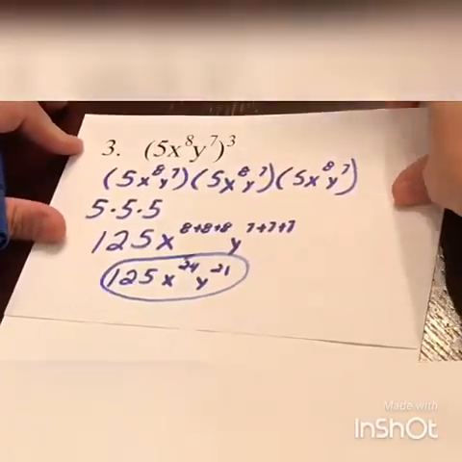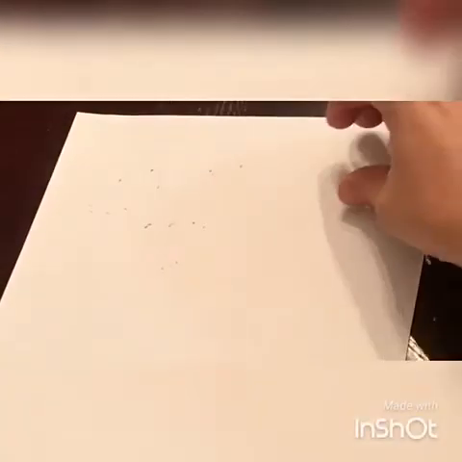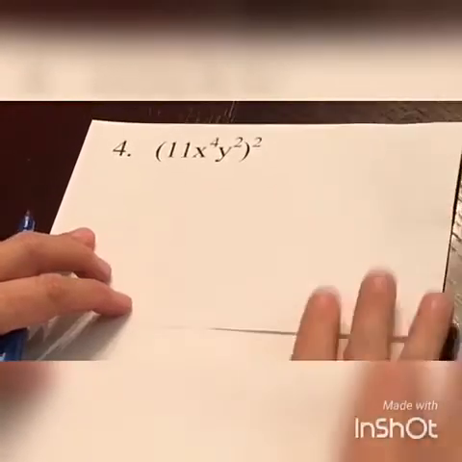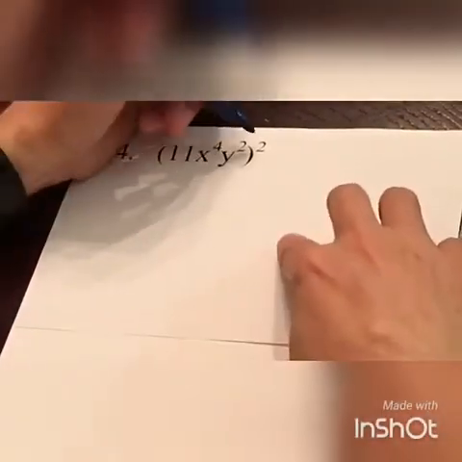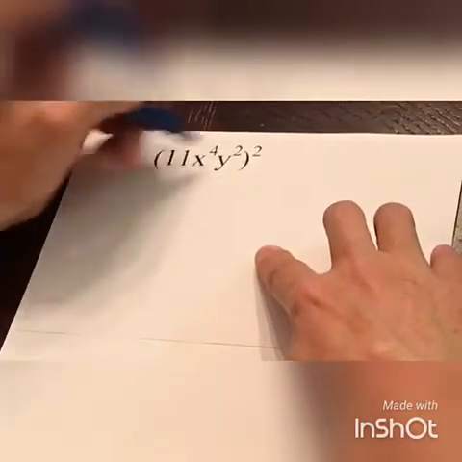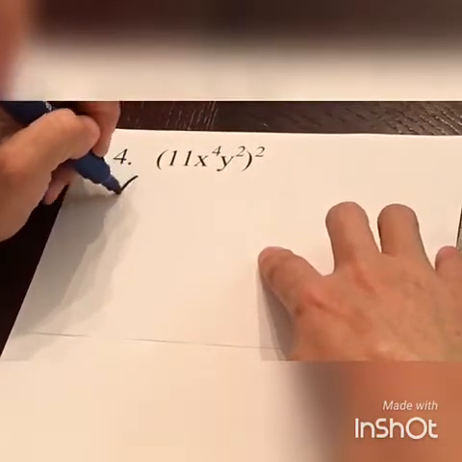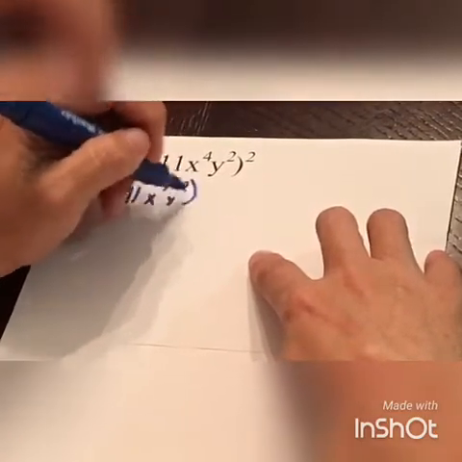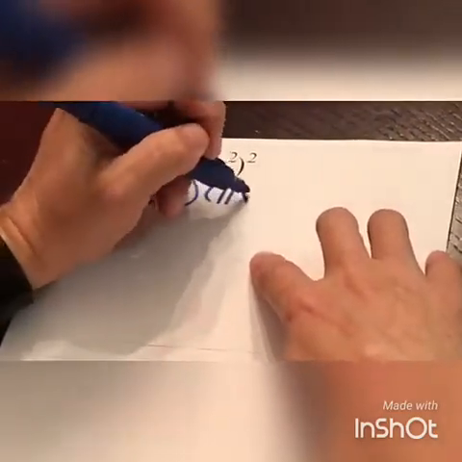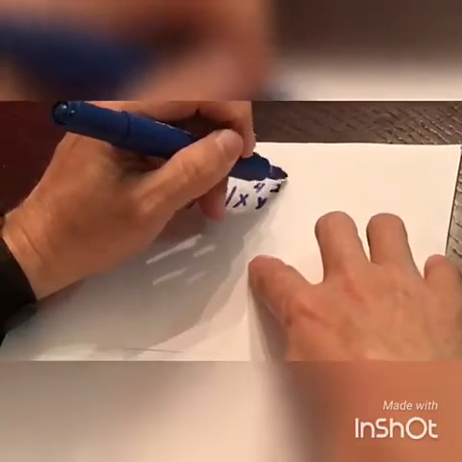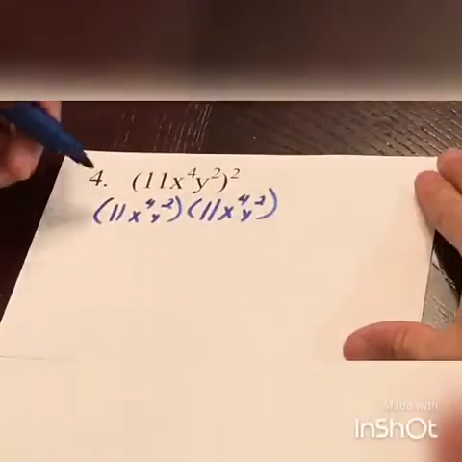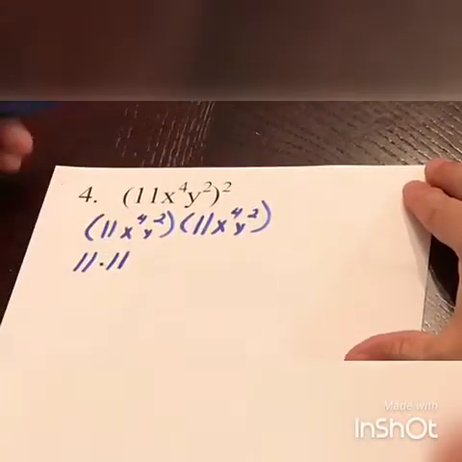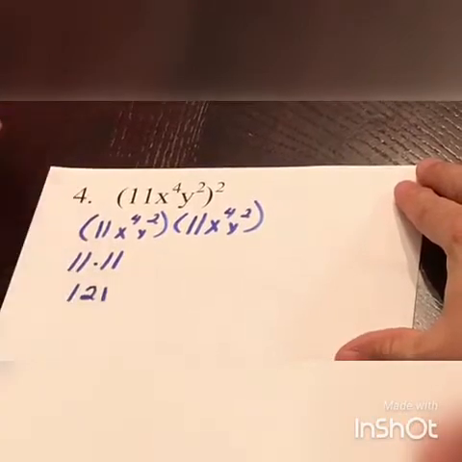Alright guys, one more example before we investigate a possible shortcut for these kind. Example number 4. Exponent of 2 behind the parentheses. We'll write this parentheses down 2 times. 11 x to the 4th, y to the 2nd, 11 x to the 4th, y to the 2nd. 11 times 11 is 121.